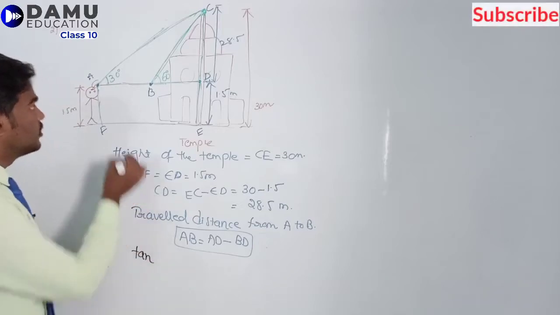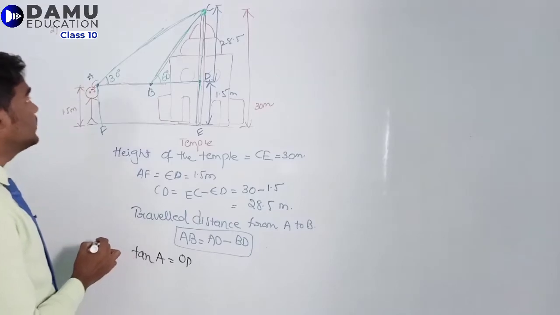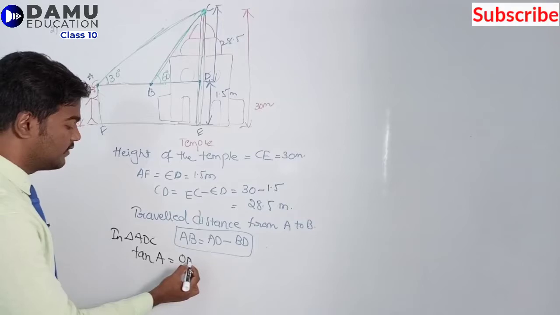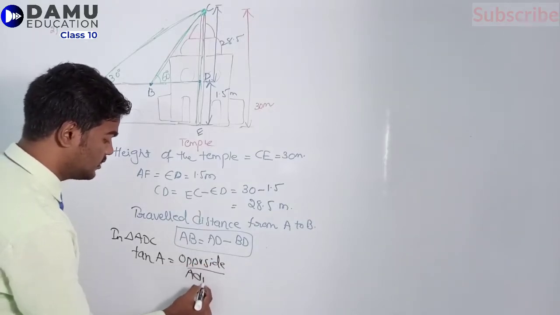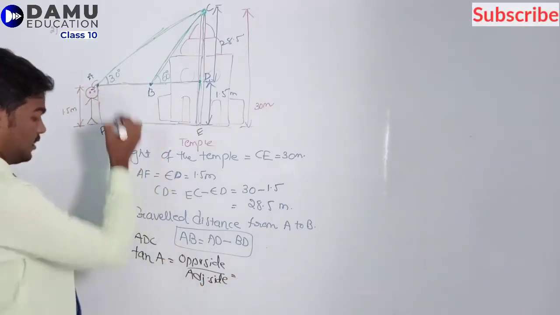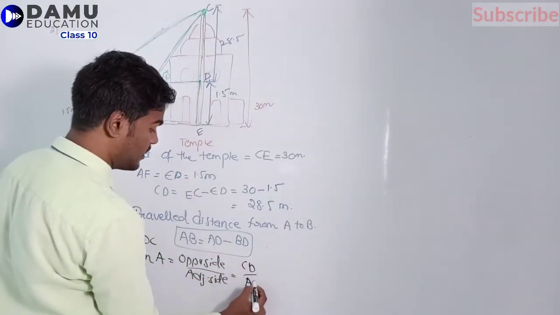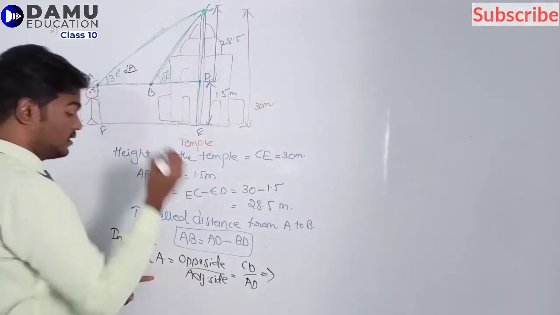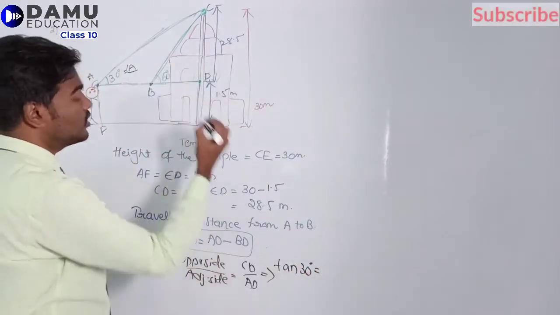Tan A. So tan A will be equal to opposite side by adjacent side in triangle ADC. So what is the opposite side here in triangle ADC? CD by AD. Angle A is equal to 30 degrees. So tan 30 degrees will be equal to CD, which is what?